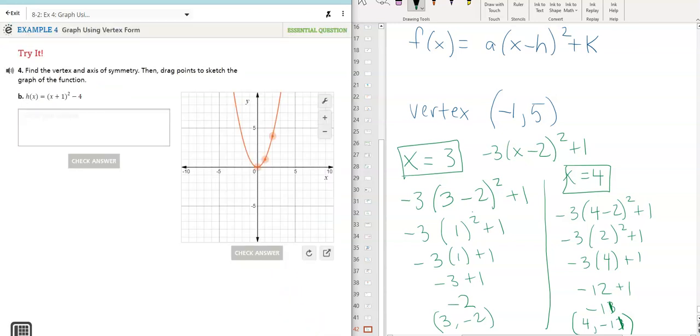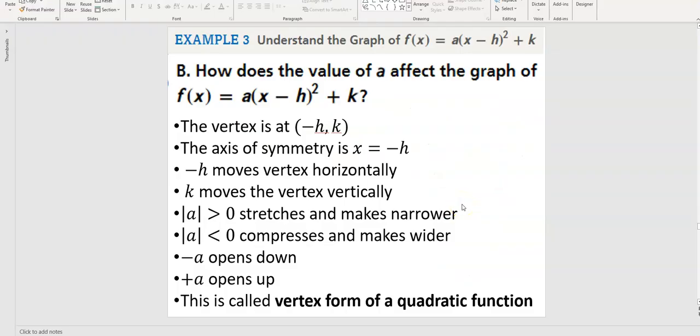Okay, so go ahead and try graphing on your own with this function right here, and we'll go over it in class. Okay, we are not going to do example 5, so just make sure that you've done all of your examples up through 4. Make sure you have your notes written down, and we'll see you in class.